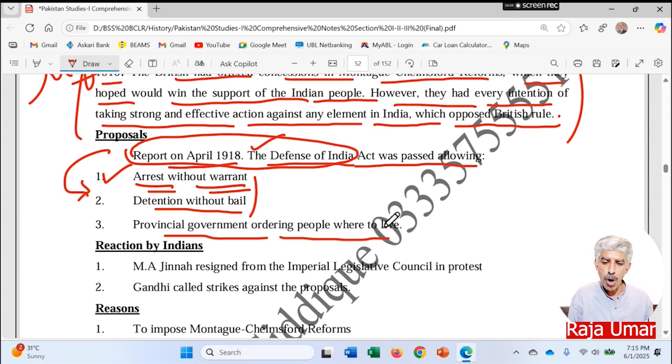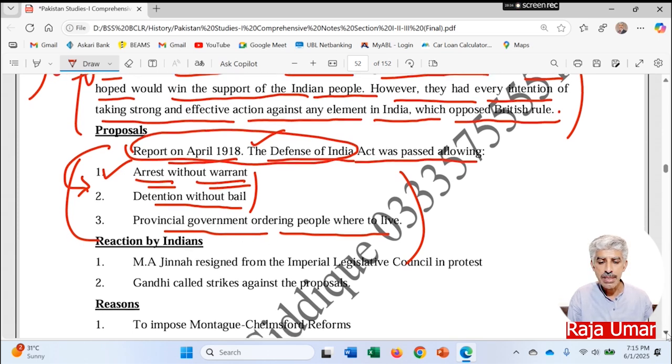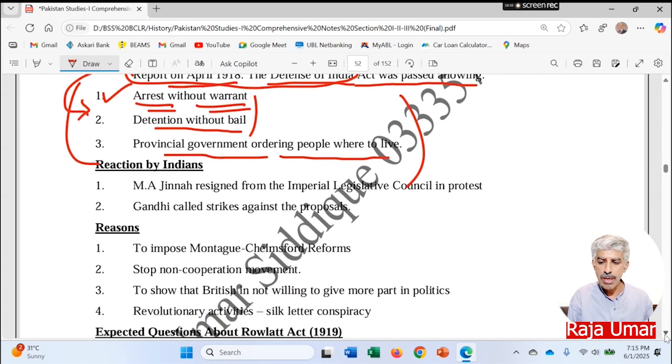Provincial governments ordering people where to live. If some people are living in some area, the right of living was given to the government rather than to the people. And it was said that the provincial government could just evacuate all those people from that place, take the right of living from them, and throw them away. So that was again very harsh steps by Rowlatt, and that is what we call the Rowlatt Act.